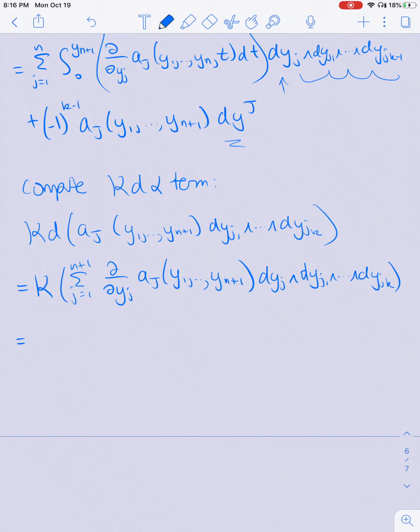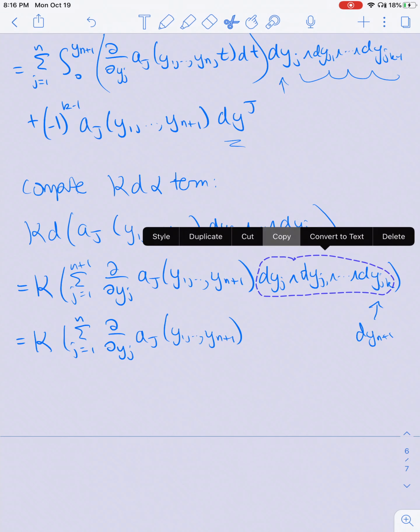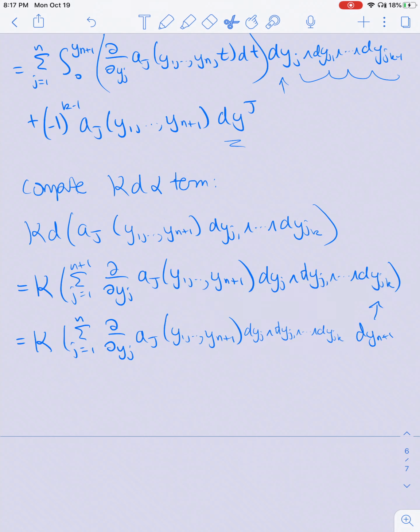Again, because j_k is n+1, dy_{jk} is dy_{n+1}. And so when j is equal to n+1, we're going to actually have two dy_{n+1} terms. So this whole thing is just equal to the sum from j equals 1 to n of d by dy_j a_J(y1 through y_{n+1}) times this differential form. Basically, because I know that dy_{j_k} is dy_{n+1}, j can never be n+1.